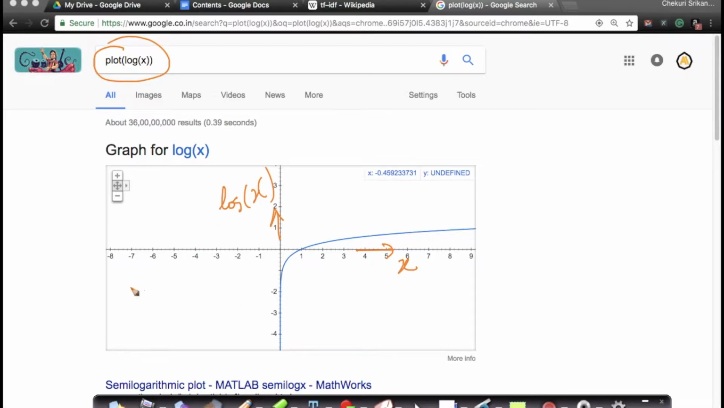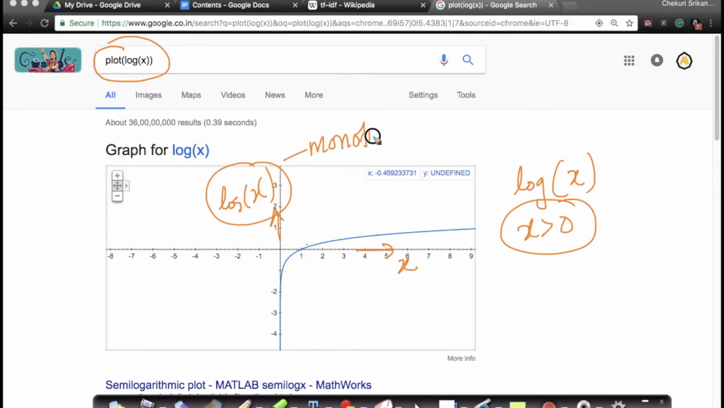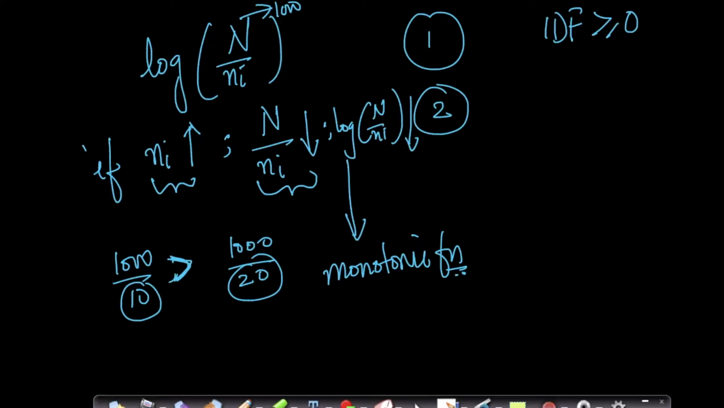Of course, log of negative numbers is not valid and hence you don't see it. Log of x is only valid when x is greater than 0. As x increases, you will see that log of x is increasing, so log of x is a monotonic function. Those of you who didn't know about this neat trick about Google search, it's a cool trick. We'll reuse it a lot of times. You just say plot of any function, and it will plot it for you. It's very, very useful.